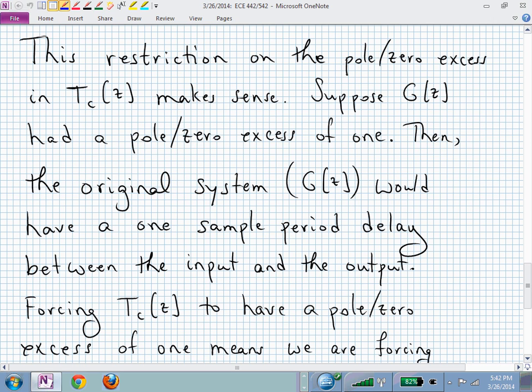So you kick your system now. If there's a 1 sample period delay, nothing's going to happen until the next sample period. You're not going to see it when you hit it. There's going to be a 1 sample period delay with a pole zero excess of 1.